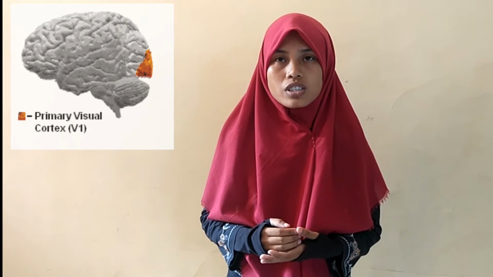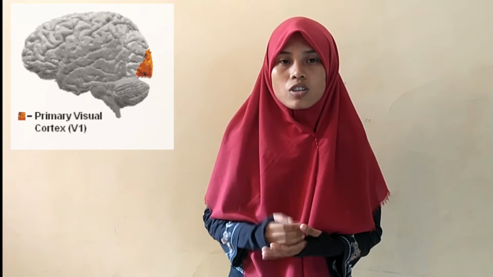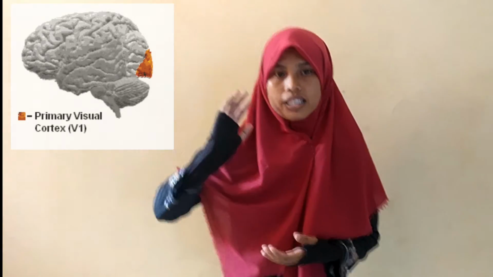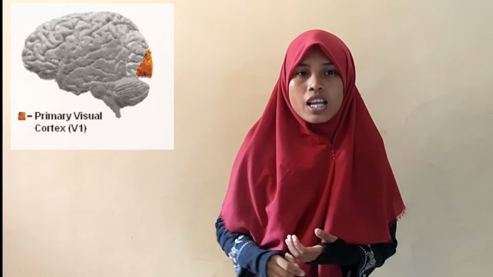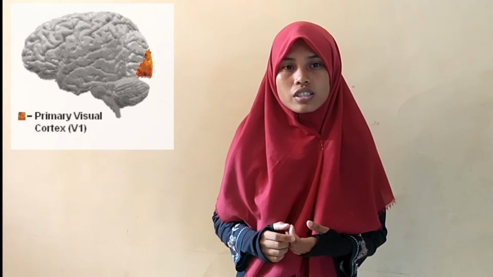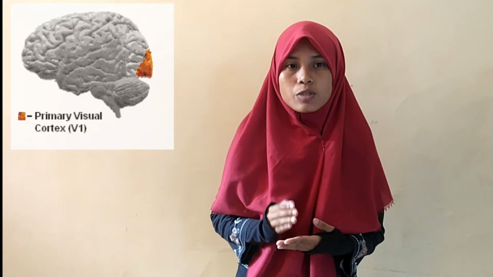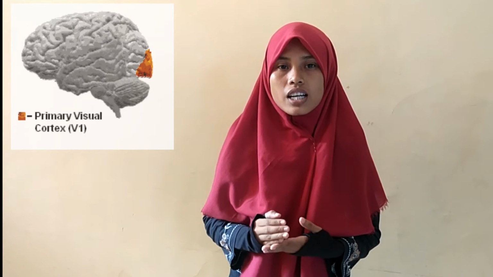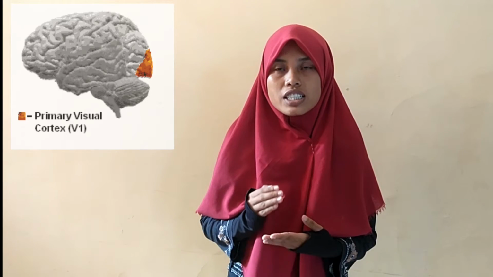The fourth is visual cortex. Visual cortex is the part of the brain which processes visual information. It's located in the lower back of each hemisphere, that is, in the occipital lobe. The visual cortex has the function to receive and interpret visual stimuli and is thought to be the storage site for pictorial images.